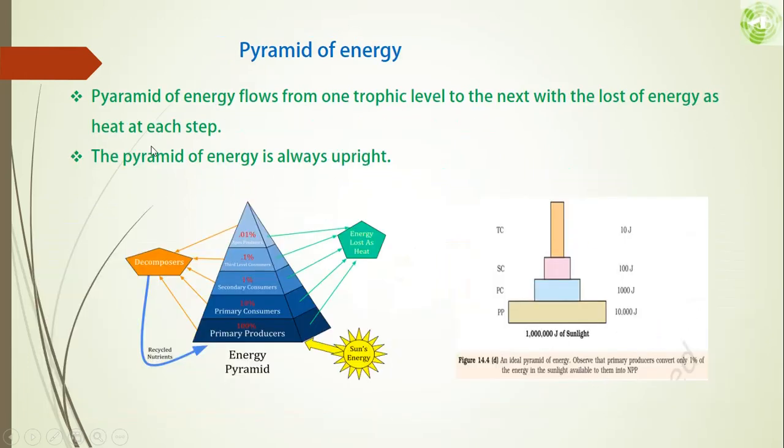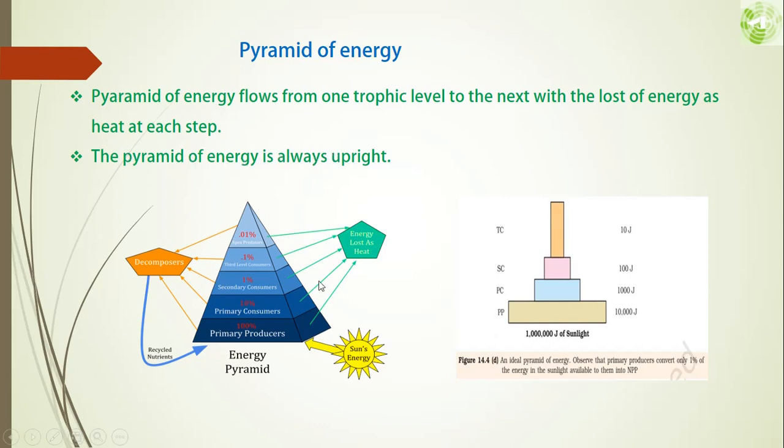Now, pyramid of energy. Energy flows from one trophic level to the next with a loss of energy as heat at each step. So in the pyramid of energy, heat is lost as energy reaches from one trophic level to the next trophic level, and the pyramid of energy is always upright.